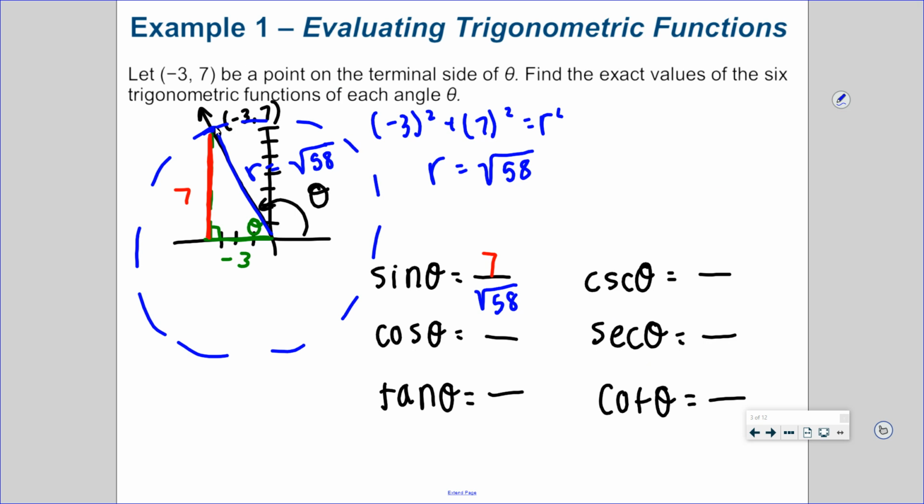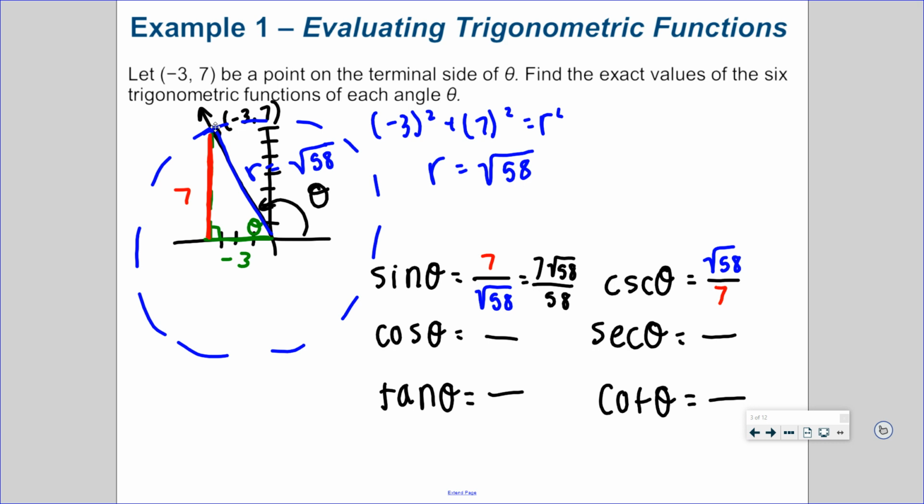Okay. I do have to rationalize this. Let's give myself a little room here. Multiplying the top and bottom by the square root of 58, you get 7 root 58 over 58. Okay. So cosecant, let's just do that one right away. I would just take the reciprocal here, square root of 58 over 7.